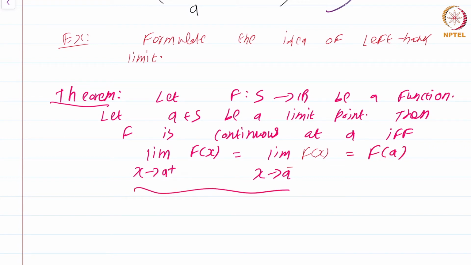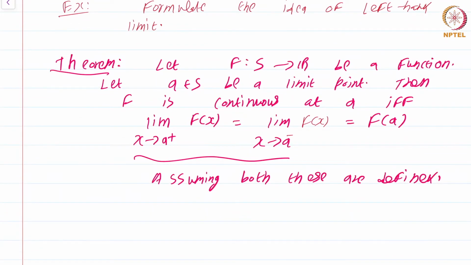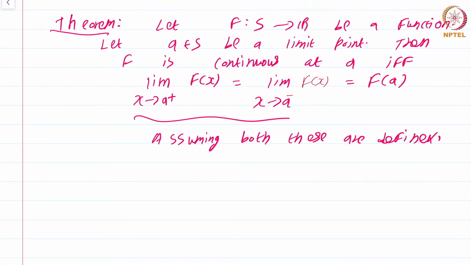Okay, assuming both these are defined. Now it can happen that A is not a limit point of S intersection open set (A, infinity), or it is not a limit point of S intersection (minus infinity, A). That can happen. So I'm assuming both of these are defined at the point A, then the function is continuous if and only if the left hand limit is equal to the right hand limit is equal to the functional value. Let's prove this. Proof.